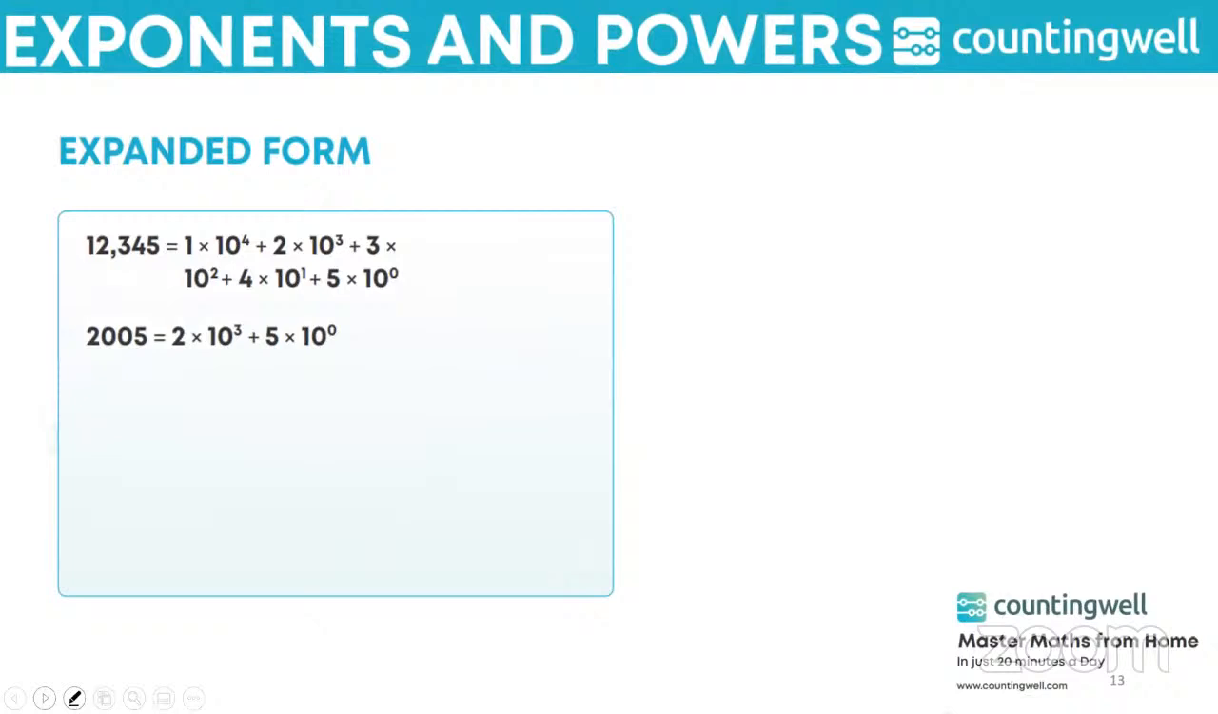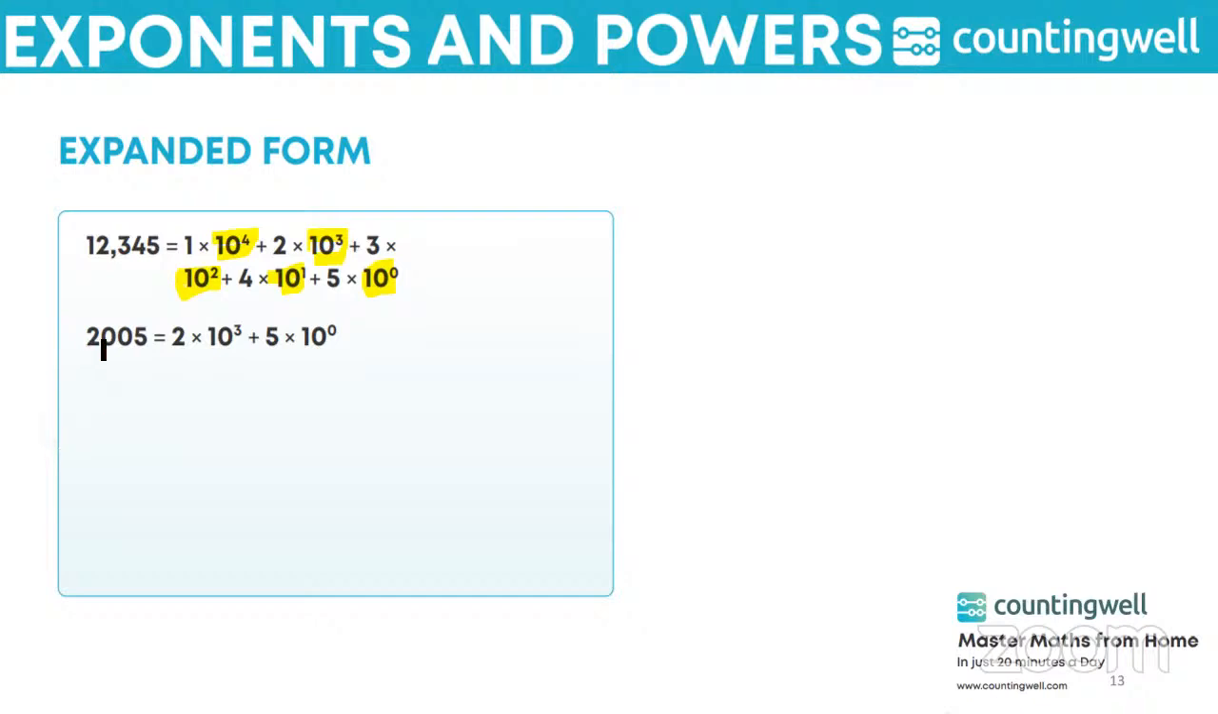Let us see expanded form of a number using exponents and powers. So 12,345 can be written as 1 into 10,000, 2 into 1,000, 3 into 100, 4 into 10, and 5 into 1. Note that here 10,000 is written as 10 raised to 4, 1,000 is written as 10 raised to the power 3, 100 is written as 10 squared, 10 is written as 10 raised to 1, and 1 is written as 10 raised to 0. Because any number raised to 0 is 1.